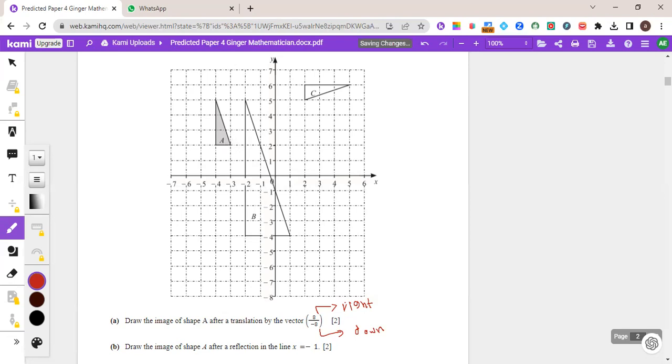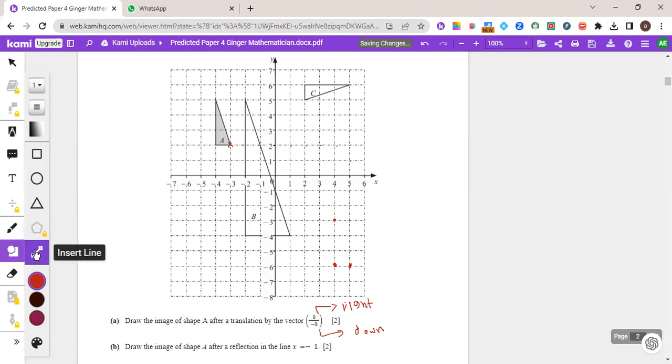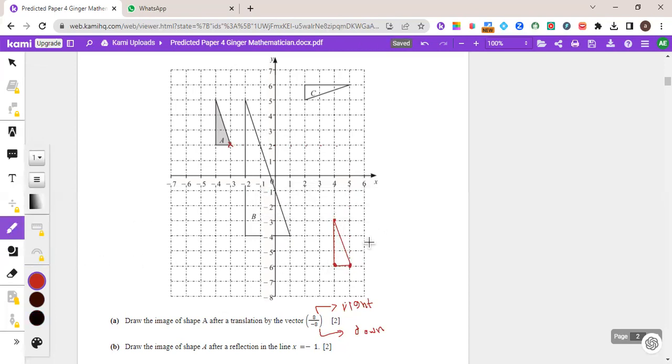If I start from this point and go 1 2 3 4 5 6 7 8, then 1 2 3 4 5 6 7 8, the point will be 5, 6, and also 4, 6, and 4, 3. So this is the answer, and this is A dash or A prime.